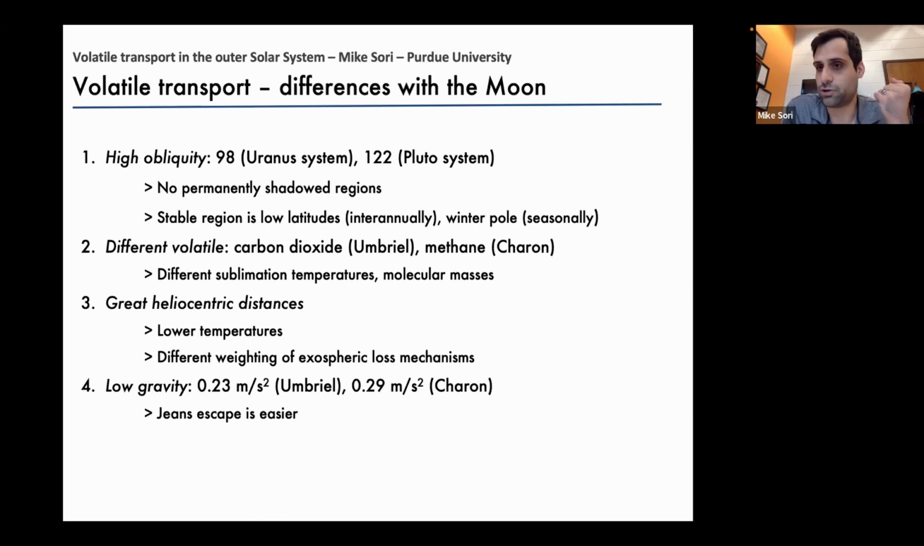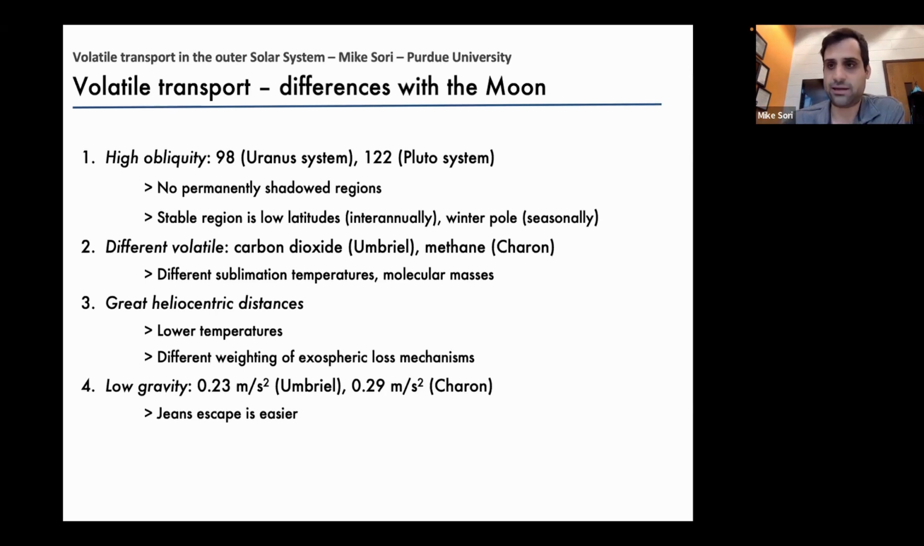The chemistry is different. We'll talk about carbon dioxide on Umbriel and the other Uranian moons, methane on Charon. These affect the temperatures at which different species are stable, and the molecular masses, which is important for some of the escape mechanisms. Moving down the list, there are much greater distances in the outer solar system, so you have lower temperatures, maybe different weights of different loss mechanisms, and lower gravity changes the escape velocity and makes Jeans escape a bit easier if everything else stays the same. So those are some of the factors we need to think about changing.